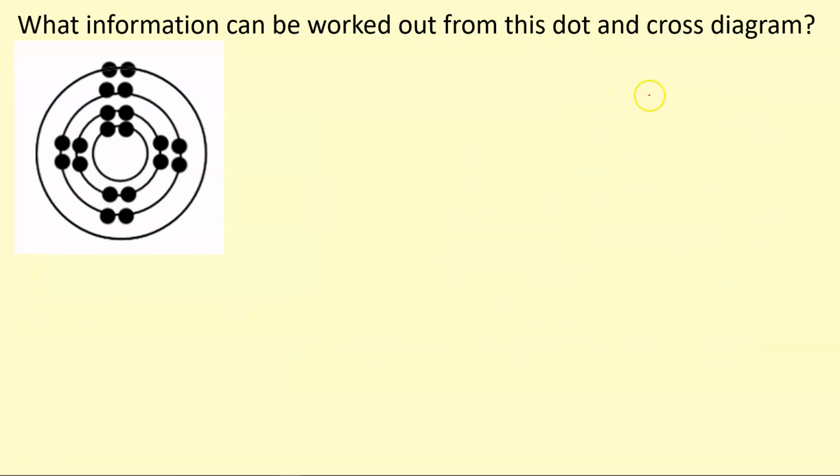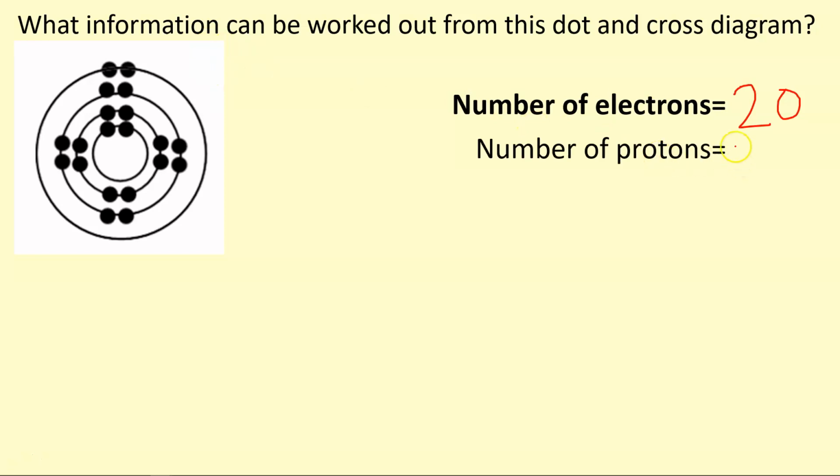What can be worked out from this dot and cross diagram? The circles represent electrons, so we can work out the number of electrons. If we count them, we'll find there are 20. If we're assuming it's an atom, and we are because there's no charge shown in the top right corner, it should have the same number of protons, so it should have 20 protons. The atomic number and the proton number are the same thing, so it has an atomic number of 20.